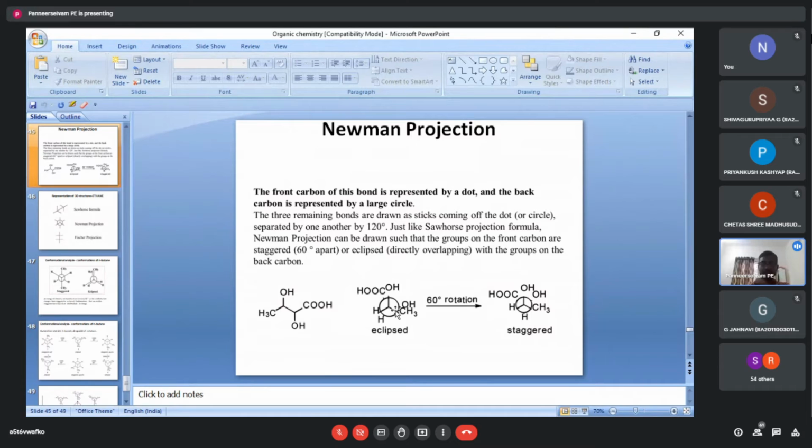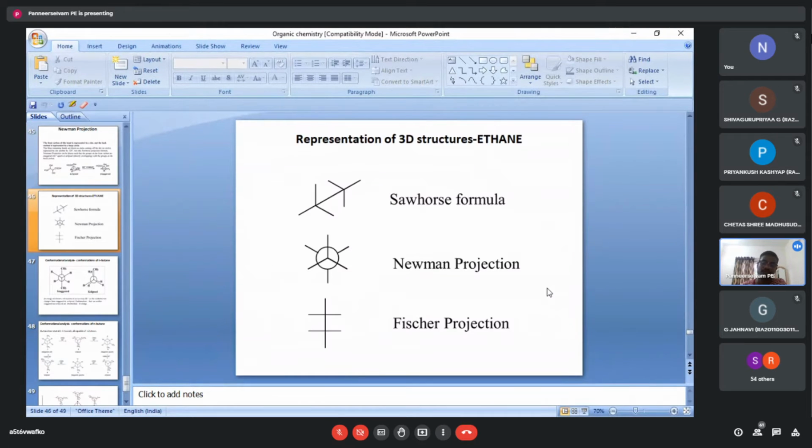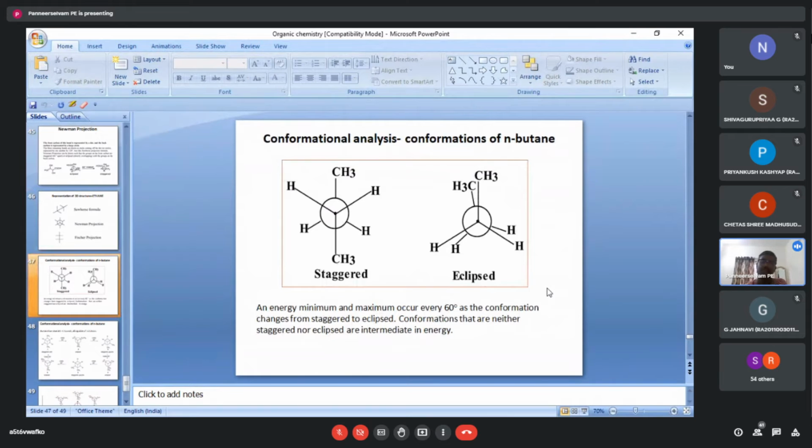First, the backside carbon is fixed and only the front carbon rotates. Eclipsed means overlapping, here with the hydroxy group. Here also is the staggered configuration after 60-degree rotation, where the functional group is visible. Next is very important, the conformational analysis of n-butane. Every semester it is frequently asked in all the internal and external examinations.